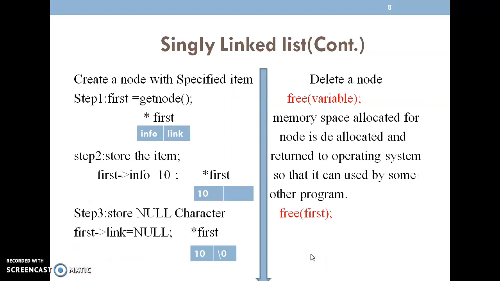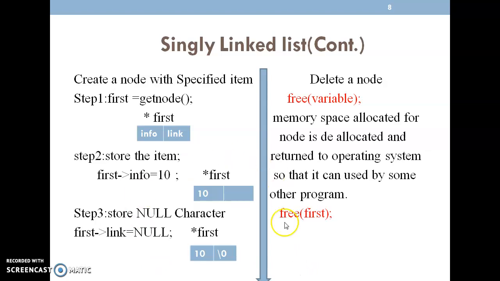Next one is creating a node with the specified item. Earlier we have an empty list. Once we have the empty list, I'm going to add the new node in it. The new node is created by using the getnode function. Then inside that node I'm going to add the data. Each node contains two fields. What are those? The information field and the link field. In the information field I'm going to add the value. The link field contains the next node's address.